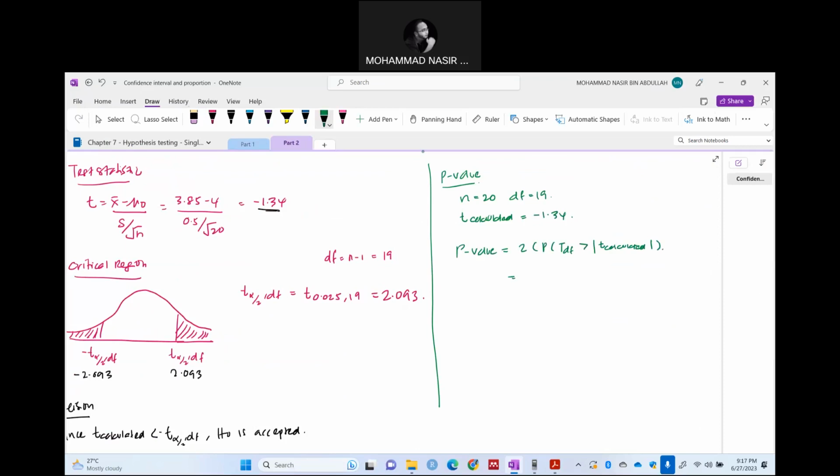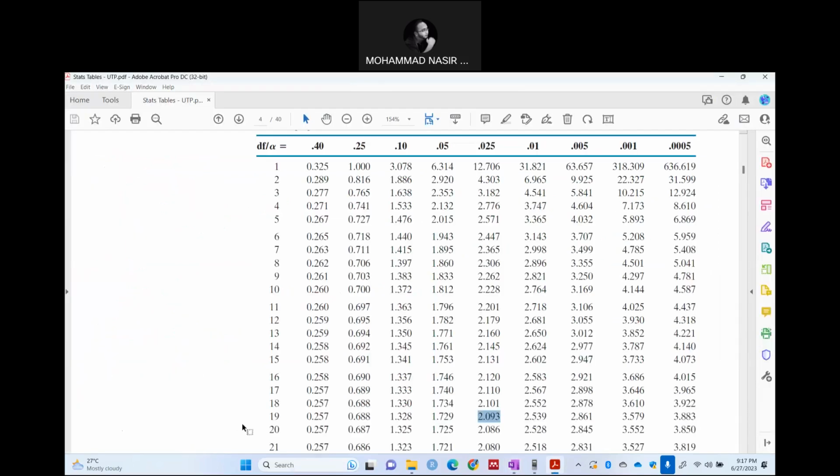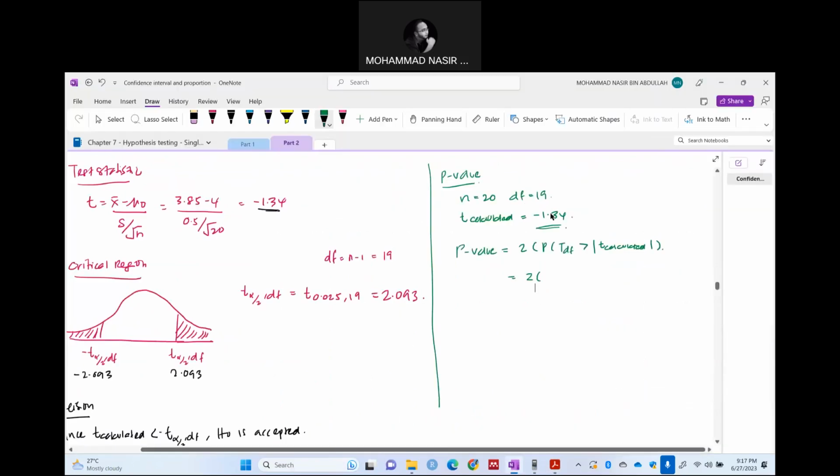So this one should be negative 1.34, right? We look at this table, degree of freedom equal to 19. The absolute value of 1.34 is our t calculated, right?